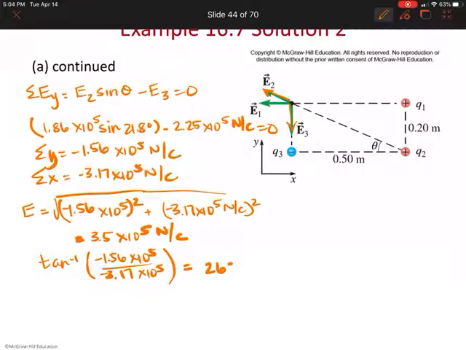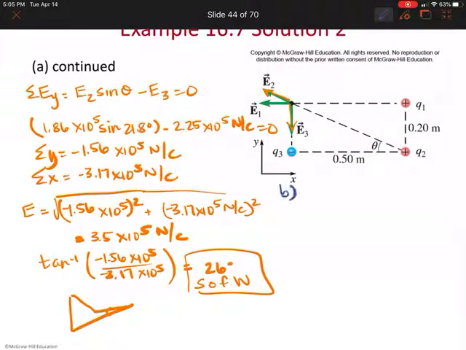Now think about it. This is what I drew earlier. This is like E1, and then E2, and then E3, and then it would be like that. So this angle right here is the angle of that entire vector addition right there. So it's south of west. And then I only have this space over here for part B, so it doesn't take up much space.